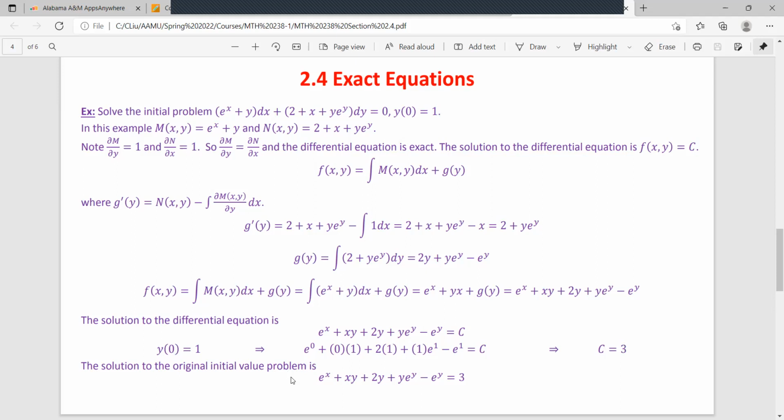So the solution to the original initial value problem is just e to the x plus xy plus 2y plus y e to the y minus e to the y equal to 3. Remember, c is 3 in this problem, as we just found out. So that is the solution to the initial value problem. Okay. Any questions for this example?